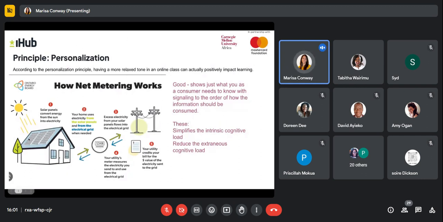It has great images about how the solar energy works with your home, and very simple information that is only relevant to what you need to know as a consumer, not everything to know about solar power and solar energy. So it's very clear. It also uses great signaling. Like, this is the information we want you to look at first. This is the information we want you to look at second, and so on. And it's pretty simple. The language is really relatable and relaxed.